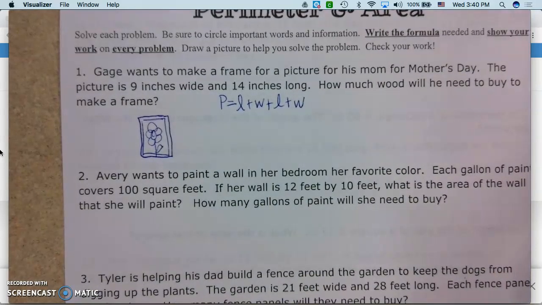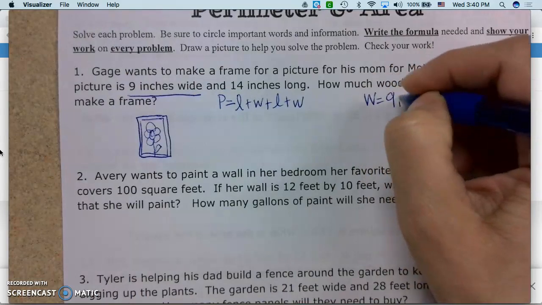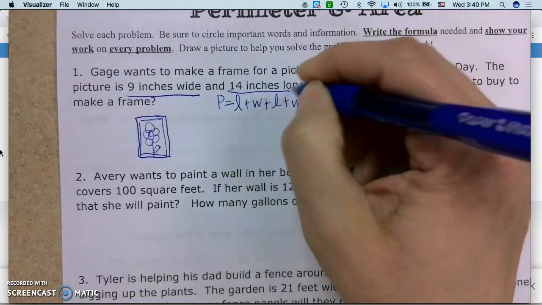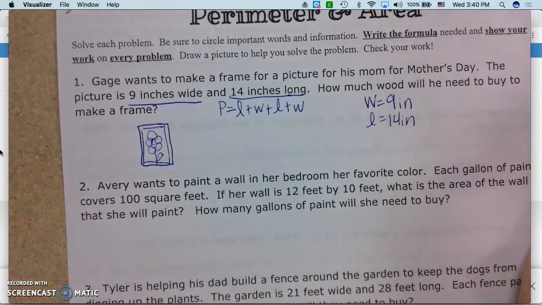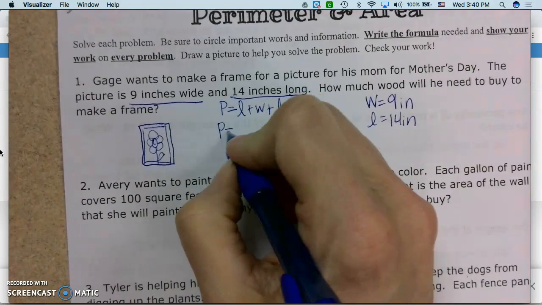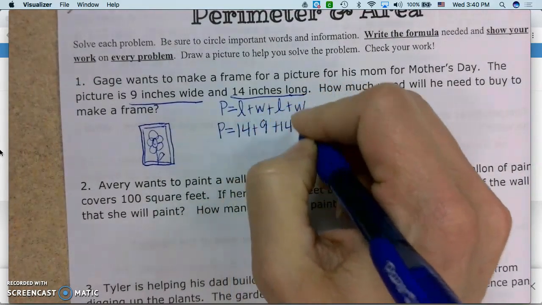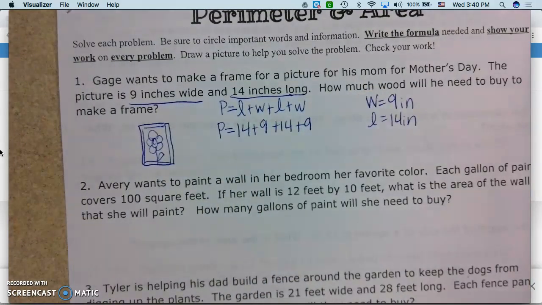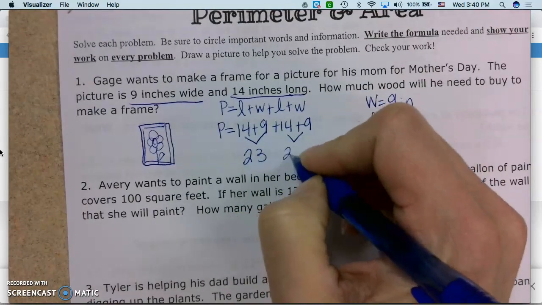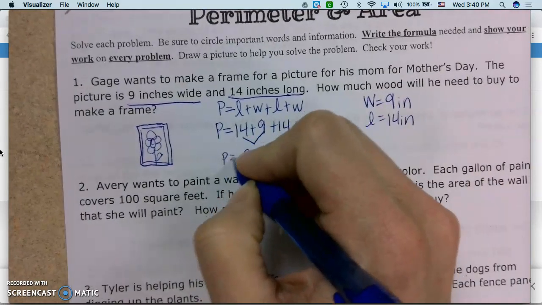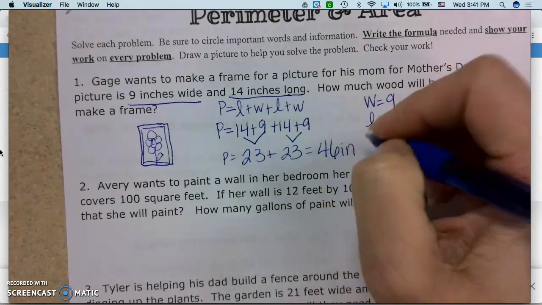Write down what you know. You know that your frame is 9 inches wide, so your width is equal to 9 inches. And you know it's 14 inches long, so your length is equal to 14 inches. Substitute what you know in your formula. We don't know perimeter. Length is 14, width is 9. And then you work out your problem. We know 14 plus 9 is 23. So perimeter is equal to 23 plus 23, which is 46, and it would be inches.